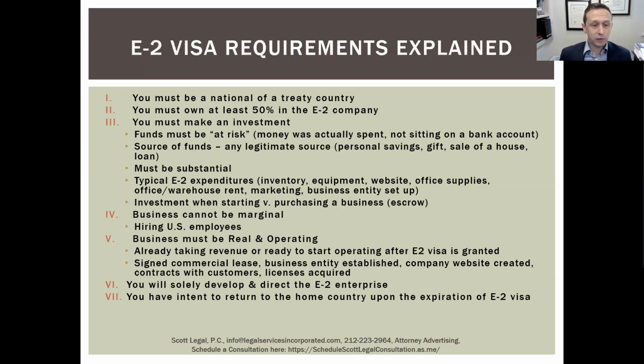So for example, if you were born in Uruguay, which is not an E2 treaty country, but you have a parent who is a national of Italy, and you have a passport from Italy as a result of having a parent who has Italian citizenship, by having that Italian passport, you can apply for an E2 visa, even if you've never actually visited Italy.